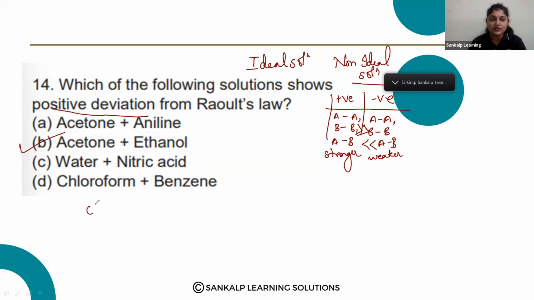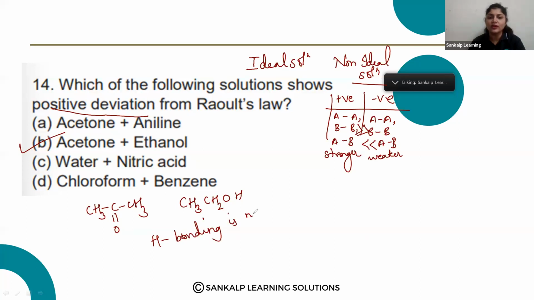Acetone. What is the structure of acetone? CH3, C double bond O, CH3, and ethanol is CH3, CH2, OH. In this case, the acetone-acetone interaction and ethanol-ethanol interaction are stronger as compared to the acetone-ethanol interaction, because here hydrogen bonding is not strong.